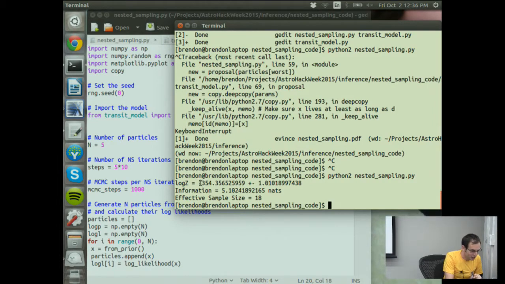We have here that the log of marginal likelihood is minus 354, and in the previous one it was minus 163. So the Bayes factor for the true model over this one is a factor of about e to the power of 180.